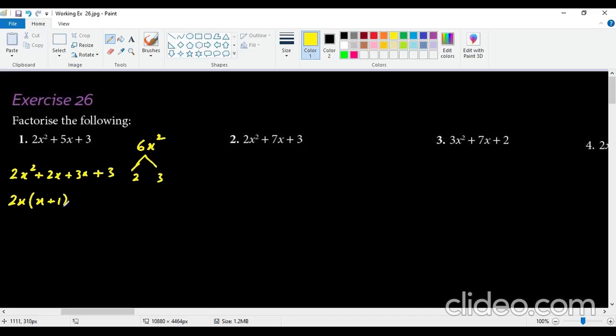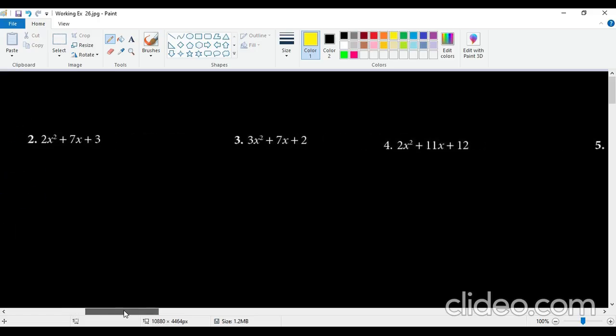As soon as you get this bracket, just copy this down once again and look at the third term, which is plus 3x. You already have x with you, so you just write plus 3. Now once you see this x plus 1 in one bracket, you just write 1. This one is the first factor, and the second factor is 2x plus 3, and this is going to be your answer for this question.